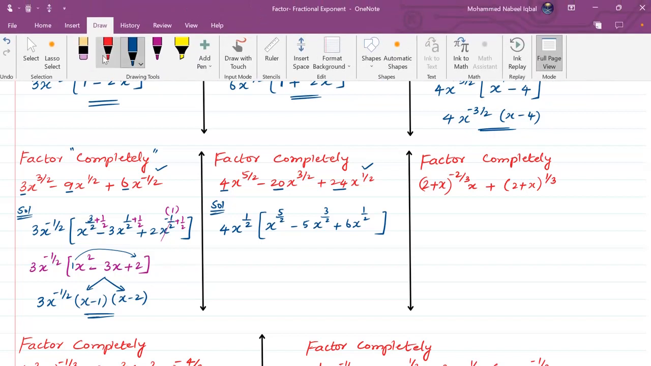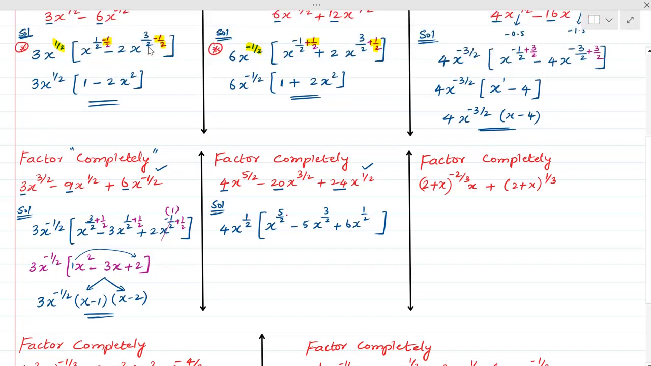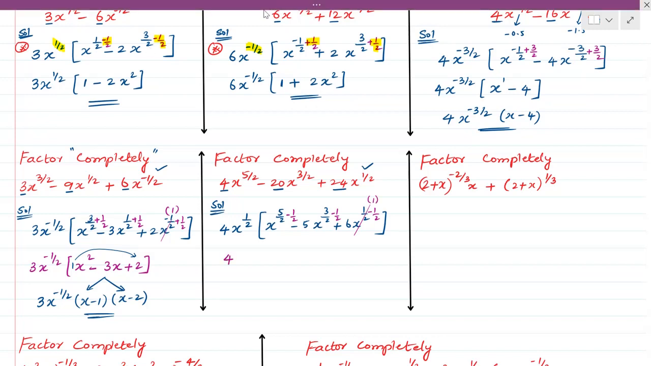Now what about this one? Minus half here, minus half here, minus half here. So this becomes 1, because it's 0. Any power 0 is 1. So you will get 4 times x to the power half. Here x to the power 5 minus 1, 4, 4 over 2 which is 2. Minus 5 times x to the power 3 minus 1, 2, 2 over 2 which is 1. Plus 1 into 6 which is equal to 6.